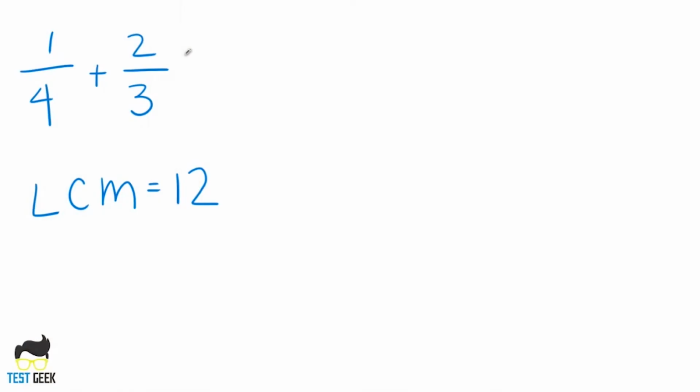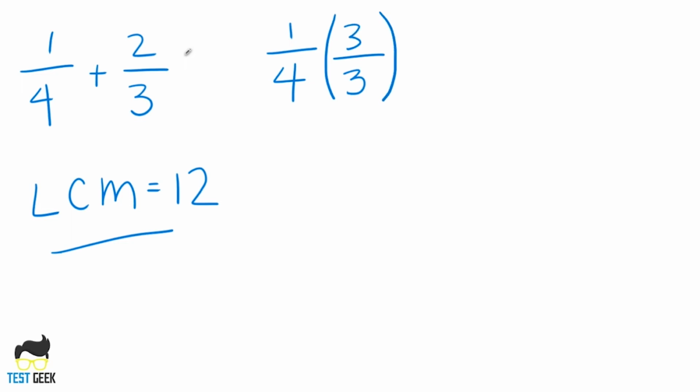Okay, so once we have a common denominator, how do we actually convert the fractions that we have into fractions that have a common denominator? Well, let's think about it. So 1/4, if we think about the bottom, we want to get the bottom to 12. How do we get the bottom to 12? We multiply it by 3, right? 4 times 3 is 12. So whatever we do on the bottom, we have to do on the top. So that's going to make our fraction 3/12.